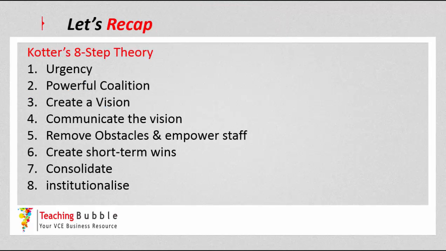So just to recap, Kotter's 8-step theory: create a sense of urgency, form a powerful coalition, create a vision, communicate that vision to stakeholders, remove obstacles and empower staff to embrace the change, create short-term wins and celebrate those short-term wins, consolidate, where we don't let up, and then institutionalize the change into the culture.